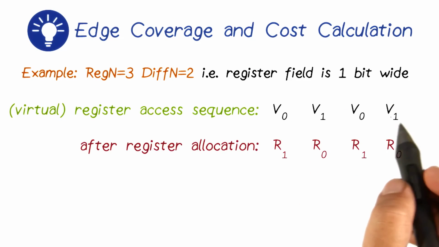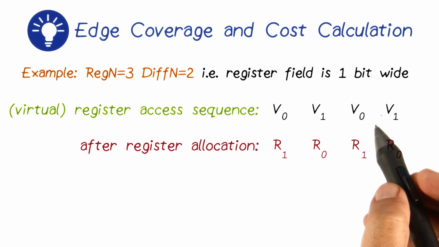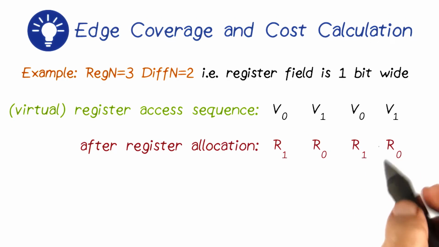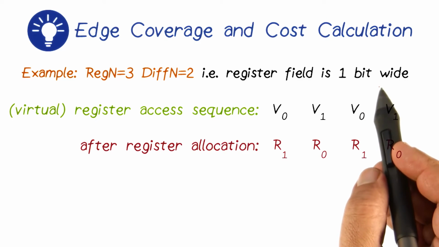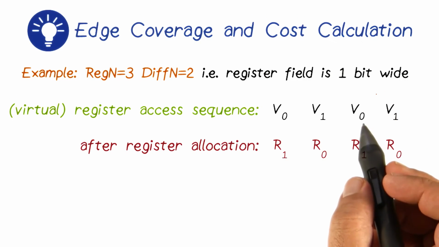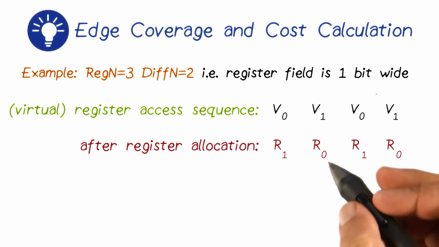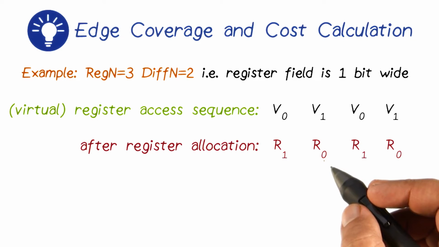So here is the virtual access sequence that we have for registers. V0 followed by V1 followed by V0 followed by V1. And after register allocation, let's say we got R1 followed by R0 followed by R1 followed by R0 as the physical registers. And now we have to encode the differences here using the bit width that we have decided to put in there for encoding differences. So what are we able to encode? Using 1 bit width, we are able to encode differences which are value equal to 0 and value equal to 1, but we are not able to encode certain other differences using the modular arithmetic.